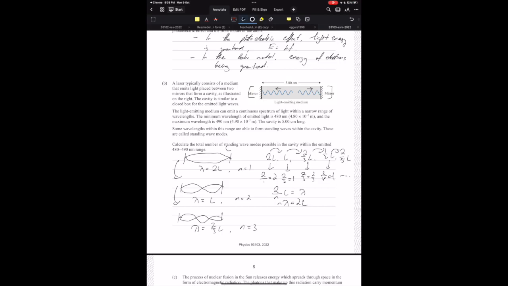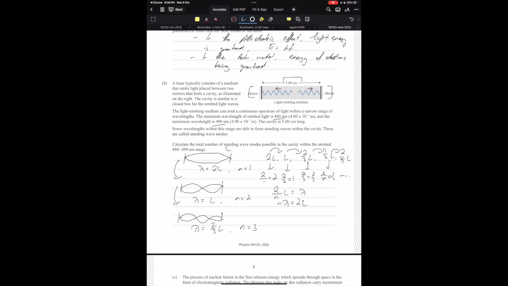In this case, we can figure out a range for n, because we know the range for lambda. They tell us the minimum is 480 and the maximum is 490. So if we know the maximum range for lambda, we can figure out the maximum range for n. And we know what L is. It's 5 centimeters.